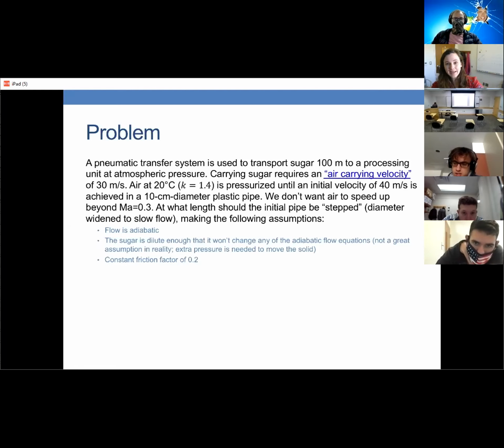Right, so at what length should the initial pipe be stepped to make sure it doesn't speed up beyond about Mach 0.3? And I gave you a constant friction factor.